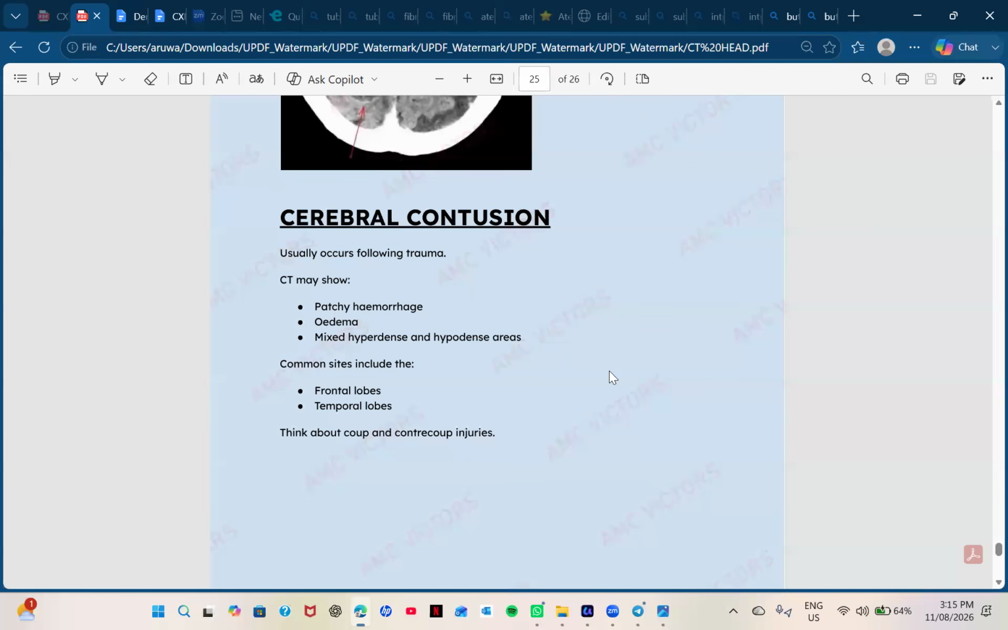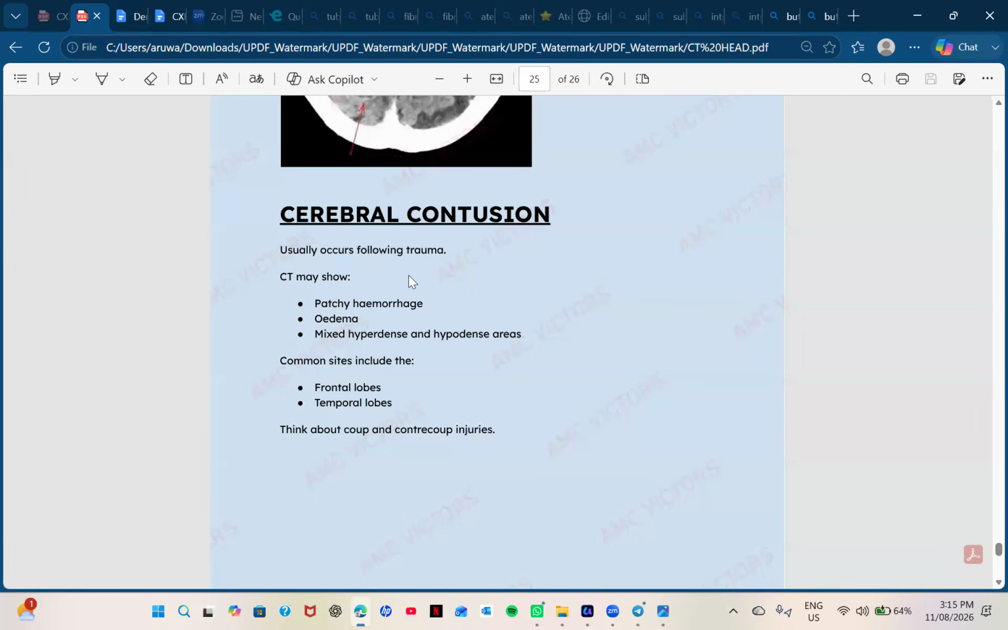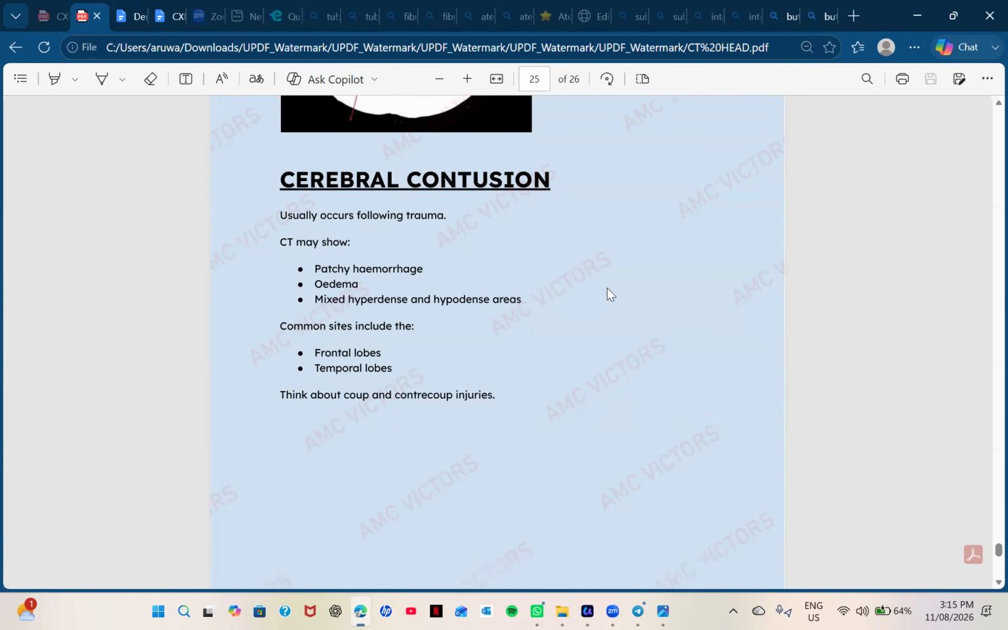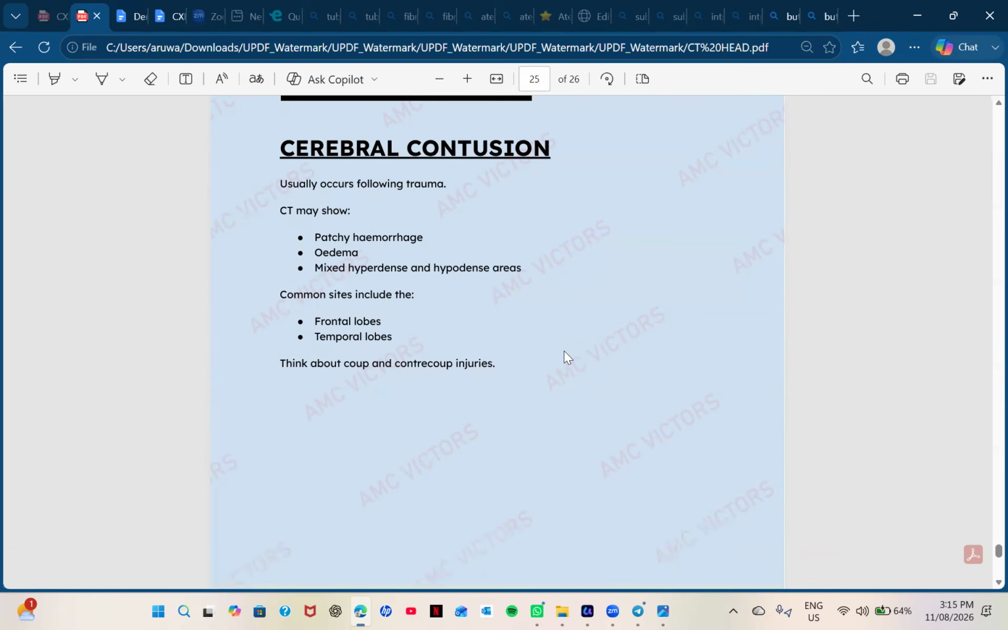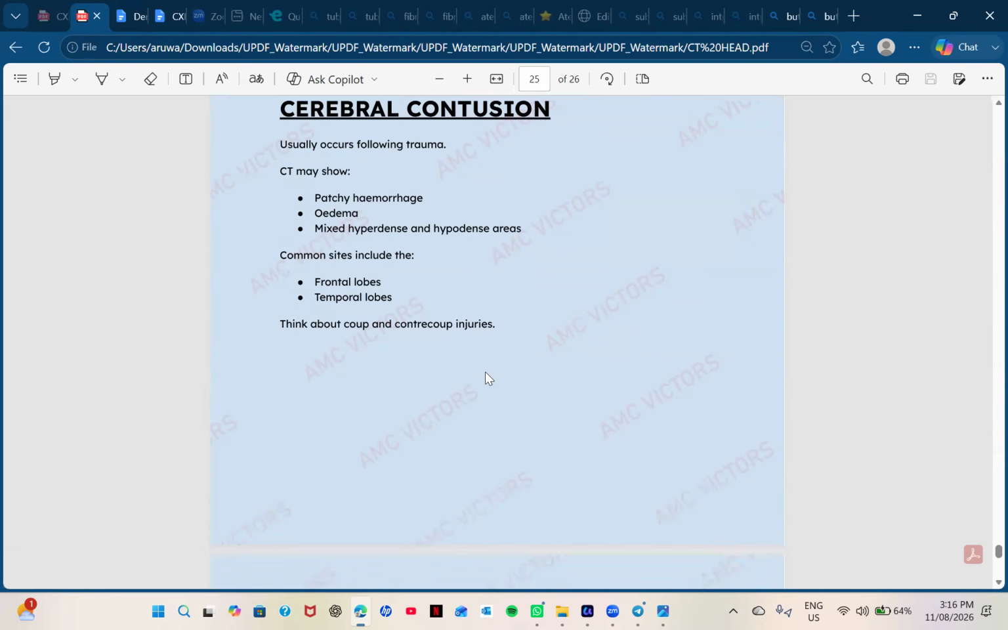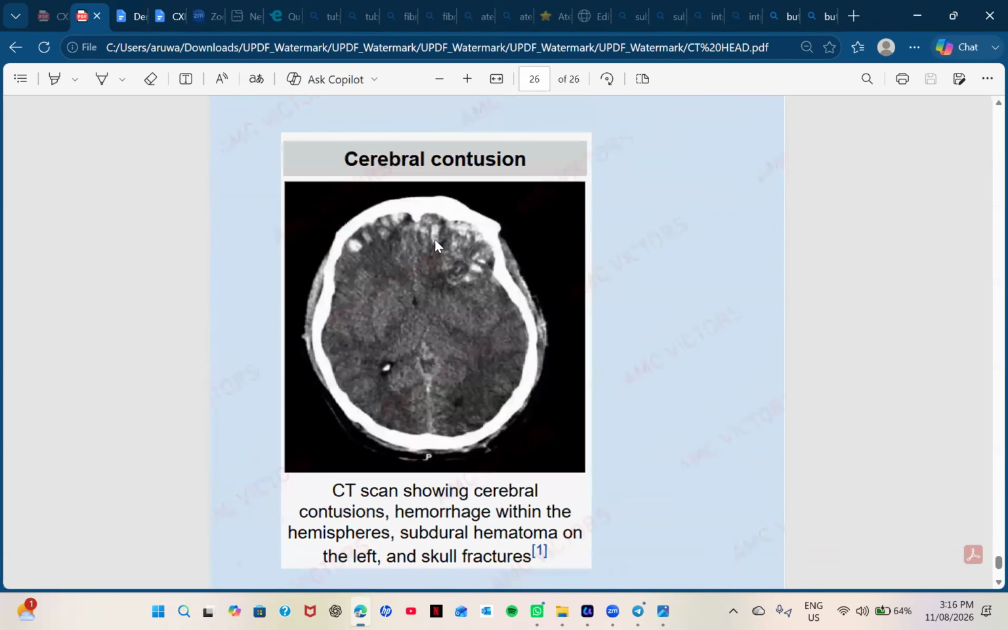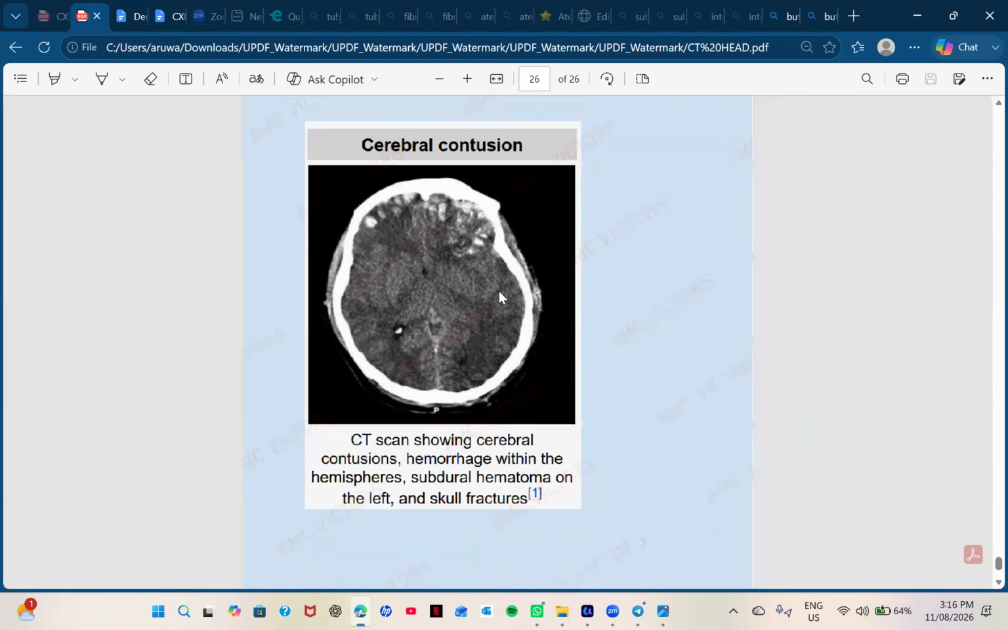Okay, how does cerebral contusion present? It usually occurs after trauma. CT may show patchy hemorrhage, edema, mixed hyperdense or hypodense areas, commonly in the frontal lobes and temporal lobes, right? So here you can see CT scan shows the cerebral contusion, hemorrhage within the hemispheres, subdural hematoma on the left, and the skull fracture. Here I think is the skull fracture, not very clear. And here you can see hemorrhages, but not very clear.